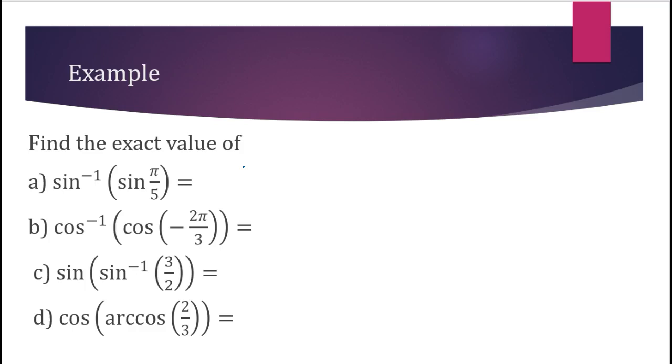So remember, sine inverse, the range is from negative pi over 2 to pi over 2. And pi over 5 falls in that interval. So we're allowed to just think about these as canceling out to get pi over 5 as the answer. So let's try another one.